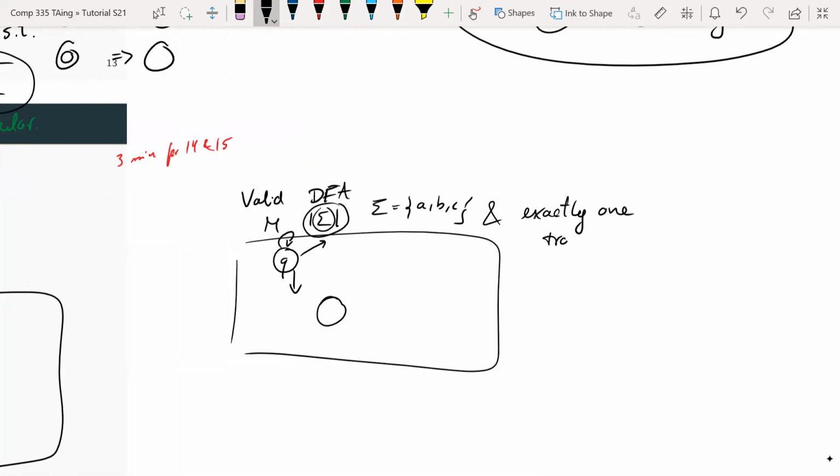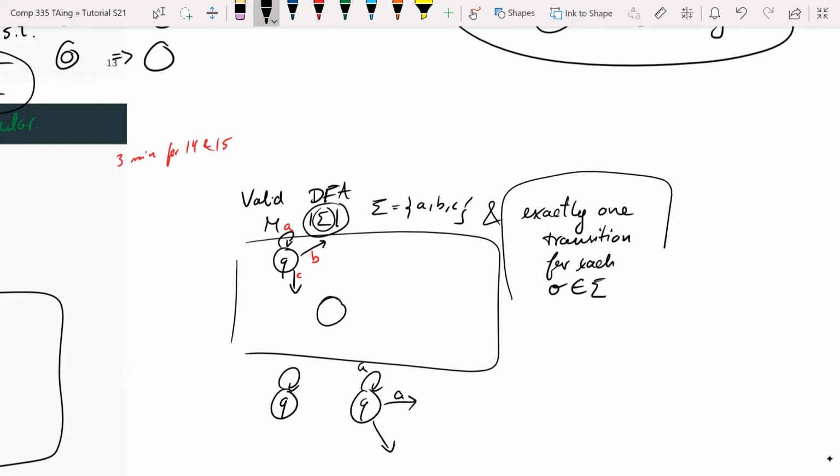And I have exactly 1 transition for each symbol in sigma. So that means that I would have exactly 1 transition at Q for A, exactly 1 transition at Q for B, and exactly 1 transition at Q for C. Okay, so then if there's any kind of disrespect of this rule, for example, I'm at Q and I have just 1 transition, then that's not valid. If I have 3 transitions, but 2 of those are A's, then it doesn't respect this rule, so that's not valid.